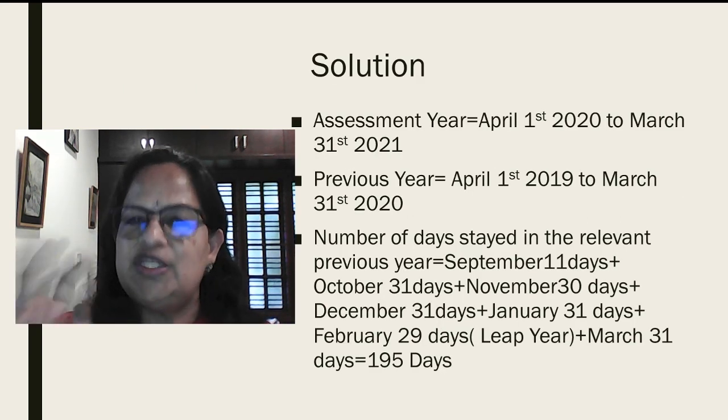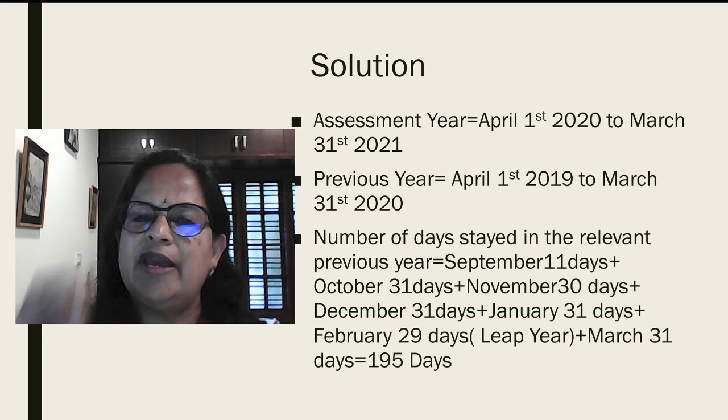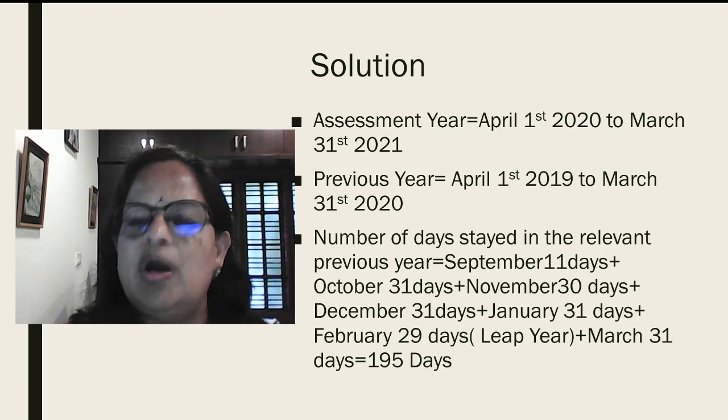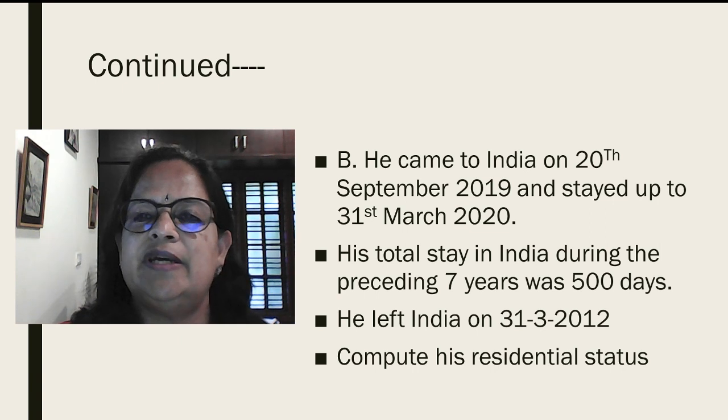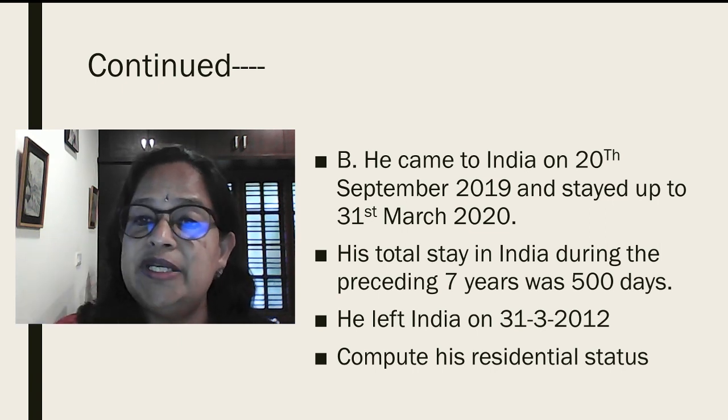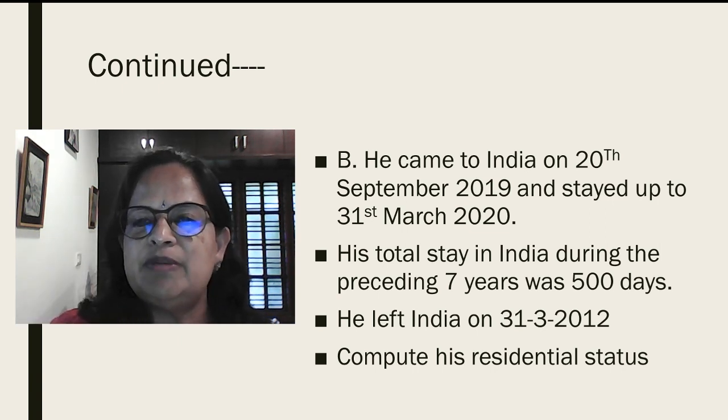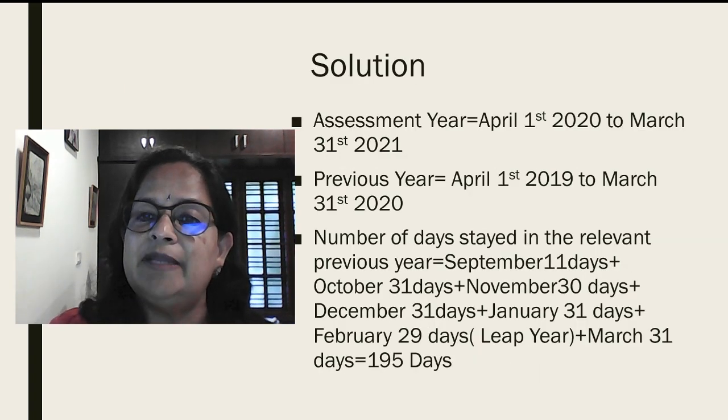Now, as usual, you write your assessment year and previous year. Now, the number of days stayed in the relevant previous year. How will you calculate this? You have to see how many days he was in India. He came to India on 20th September. 20th September 2019 to March 31st is his number of days stayed in the previous year.